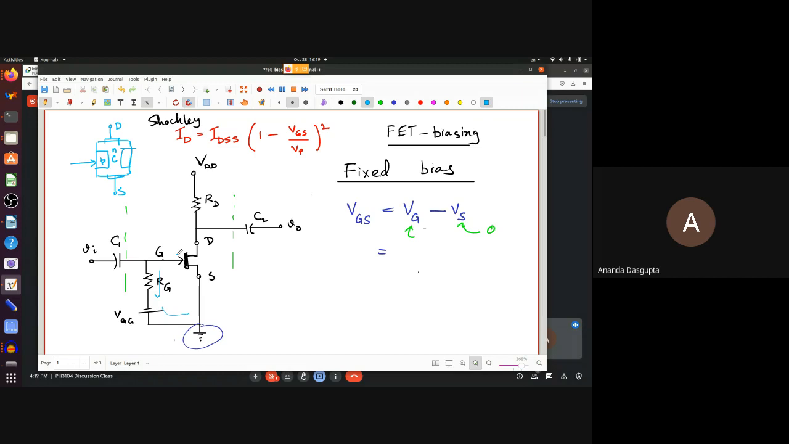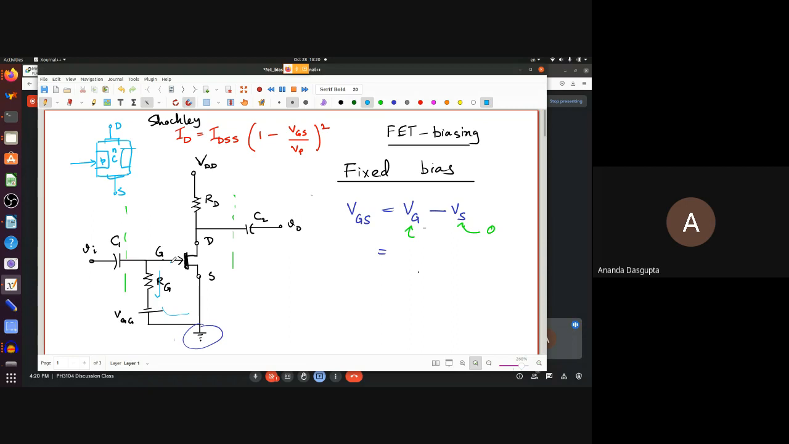So how much will the drop across RG be? Ohm's law. If very little current flows, remember whatever current flows here, that has to go through RG, right? This is the loop. As far as DC is concerned, the source is out of the circuit. So is the load, but right now we are interested in the source. Source is not in the circuit. So any current has to flow like this.